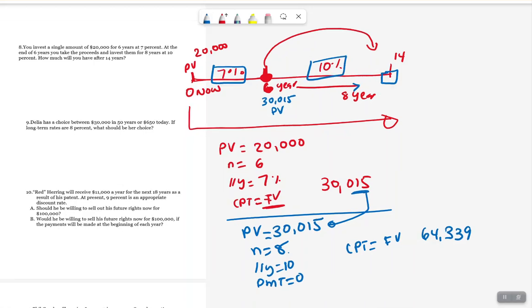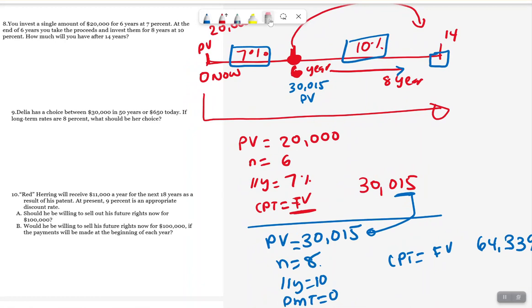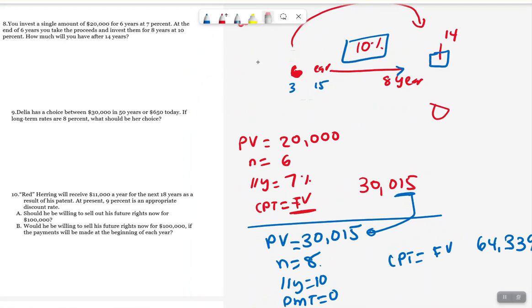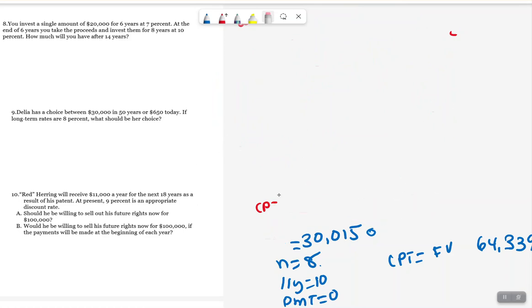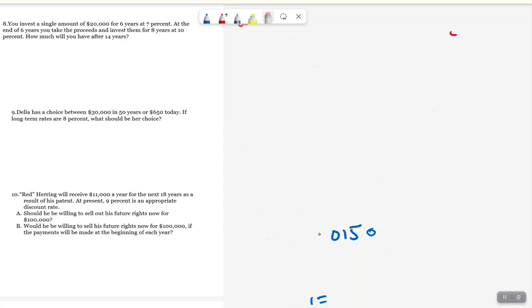So let's do our number 9. What number 9 is asking us to do is, we're going to read the question and see what it is asking, so that we are able to see what we are putting on our calculator. Delia has a choice between 30,000 in 50 years or 650 today. If the long-term rate is 8%, what should the choice be?